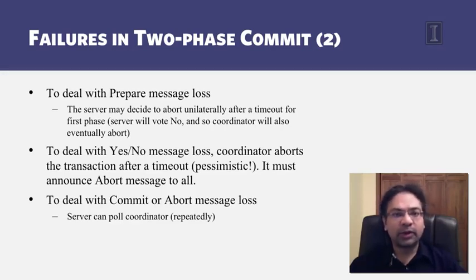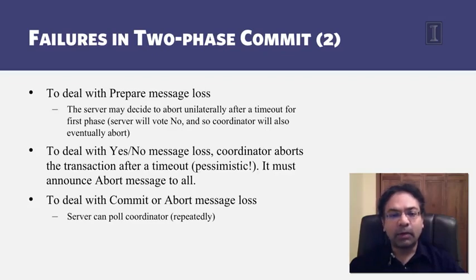Alternatively, to deal with prepare message loss, you can have the coordinator send out a second prepare message. Now, the yes-no vote in the first phase might get lost as well. If this gets lost, then the coordinator will end up aborting the transaction. This is tough luck: even though everything might have gone right and everyone might have voted yes, just because one of these yes votes was dropped by the network, you decide to abort the transaction. Yes, this is pessimistic, but at least it maintains correctness. It errs on the side of safety. And in this case, the coordinator, unless it receives all the votes, will decide to abort the transaction.